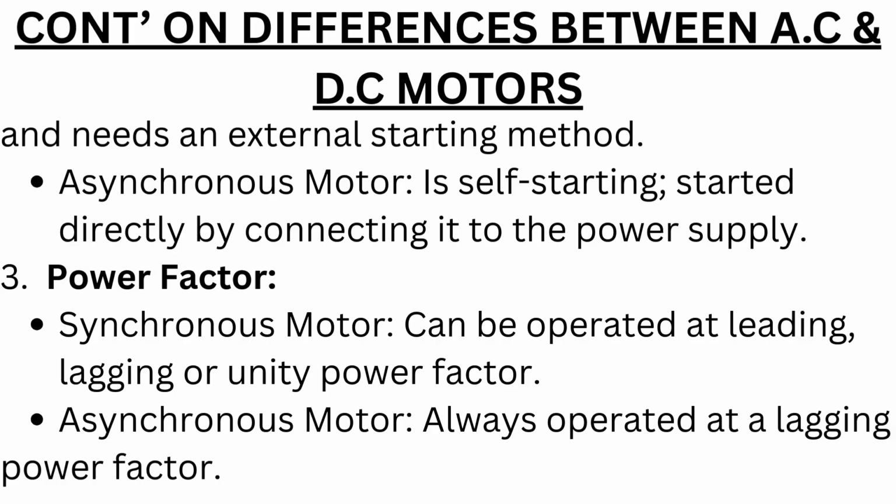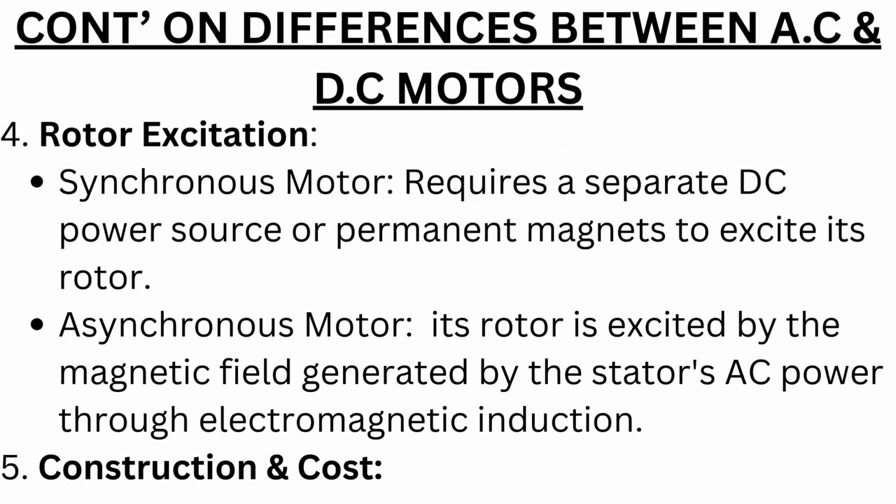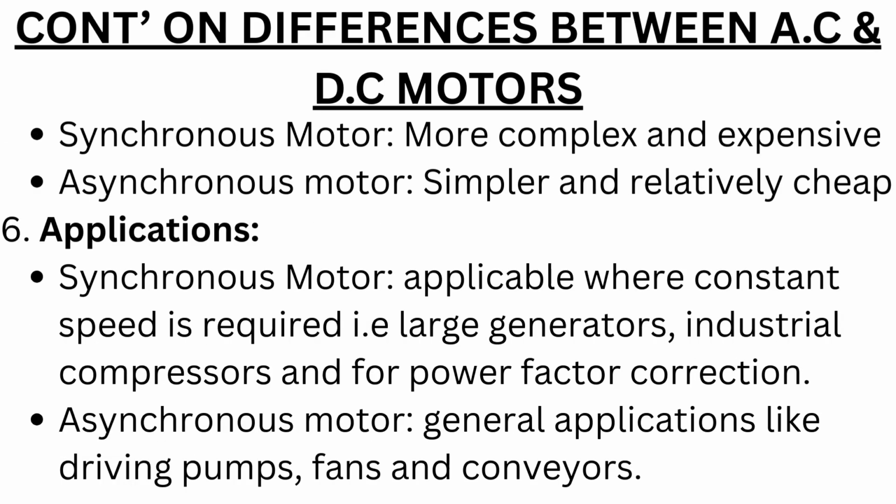3. Power factor. A synchronous motor can be operated at leading, lagging or unity power factor. An asynchronous motor is always operated at a lagging power factor. 4. Rotor excitation. A synchronous motor requires a separate DC power source or permanent magnets to excite its rotor. An asynchronous motor's rotor is excited by the magnetic field generated by the stator's AC power through electromagnetic induction. 5. Construction and cost. A synchronous motor is more complex and expensive. An asynchronous motor is simpler and relatively cheap.